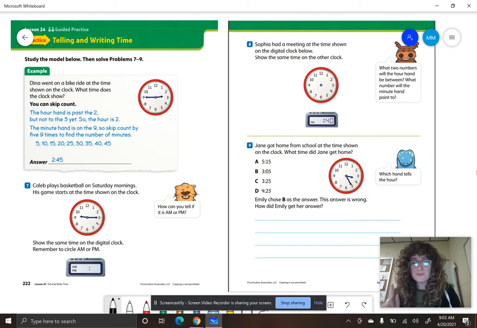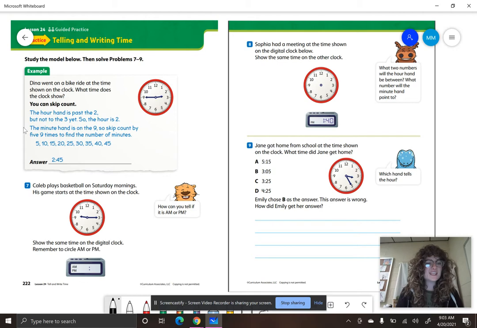But we are practicing telling and writing time with analog clocks and digital clocks. So let's go ahead and get started on pages 222 and 223 in our instruction book. All right, let's start by looking at the example. It says, Dina went on a bike ride at the time shown on the clock. What time does the clock show?